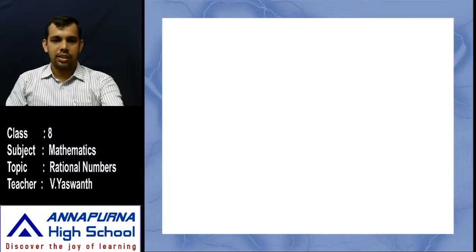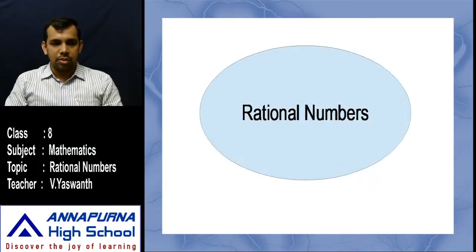In the previous video we completed different types of collection of numbers. In that collection of numbers, what is the biggest collection? Yeah, that is rational numbers. Which type of numbers are called rational numbers? A number which is in the form of p by q, that number we call rational numbers.